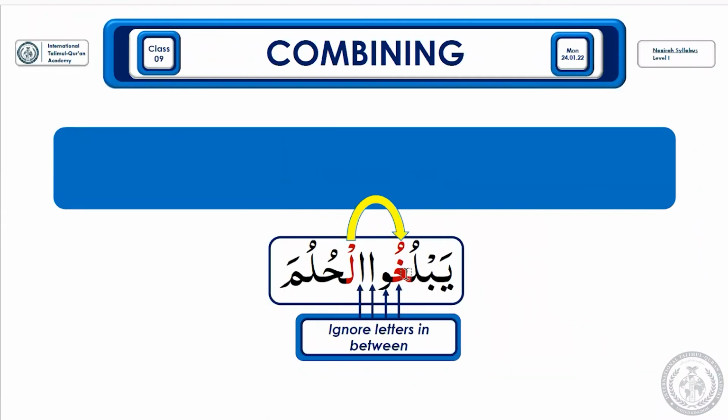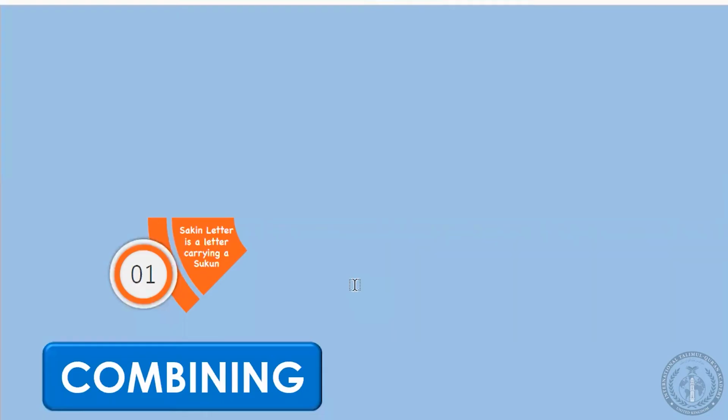I will read and pronounce these two words. You hear the sounds of the ghain and the lam, and those two join together. So just to remind ourselves then, the first thing that you need to do, when you've got a sakin letter, that's a letter that carries a schoon sign, is to identify that first. Then we need to remind ourselves of the mutaharrik letter, and remember that a mutaharrik letter is a letter that carries a stroke on top of it or below it.